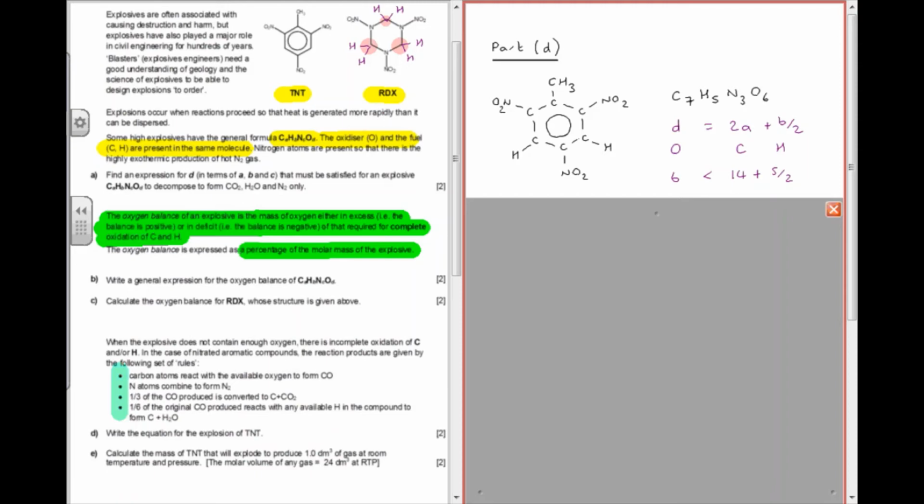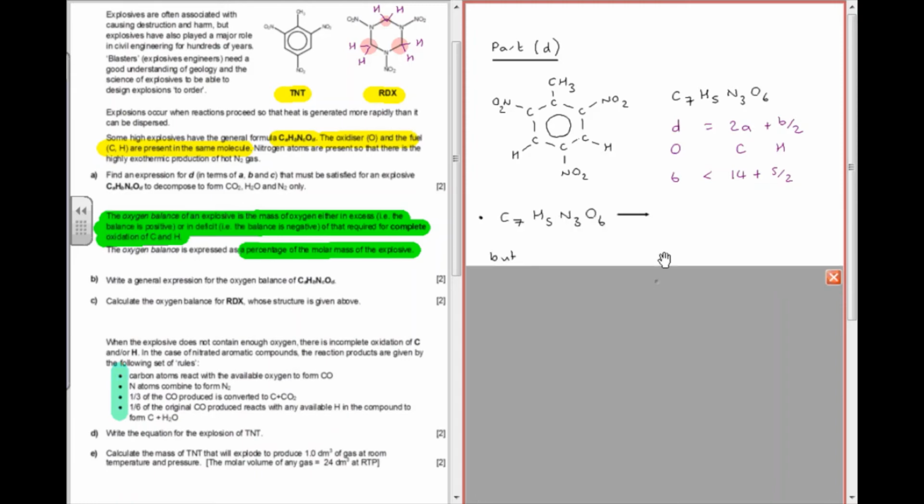As TNT is a nitrated aromatic compound, we can follow the rules to determine the products from its explosion. Let's follow each of those bullet points in turn to determine the products from the combustion. If we follow the first bullet point, it says that all the carbon atoms react with the available oxygen to form carbon monoxide.